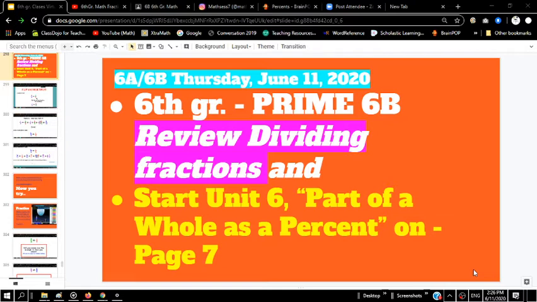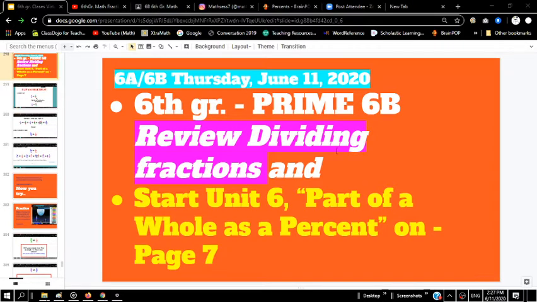Today we're going to be reviewing dividing fractions, which is something that we've been working on for the past week and a half. We're also going to start a new unit, Unit 6, on part of a whole as a percent, which you can find on page 7 of your Prime 6B book.